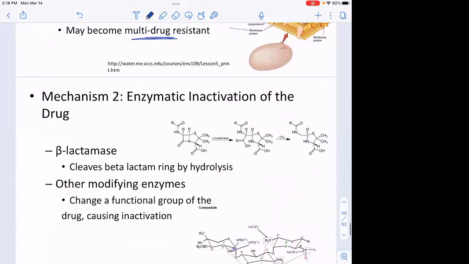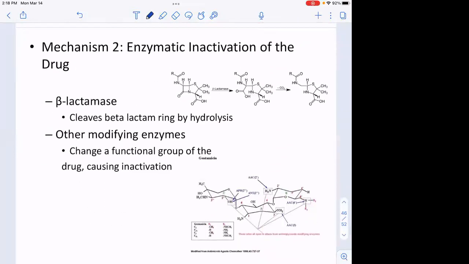Another mechanism, we talked about this one already. If the bacteria can make an enzyme, one example is beta-lactamase, that will alter the drug in some way so that now the drug can't bind. Remember that beta-lactamase is an enzyme that cleaves the beta-lactam ring and opens it up so that it can't bind to the enzymes necessary to make the growing cell wall, those transpeptidases. So again, this is an enzyme that the bacteria make.